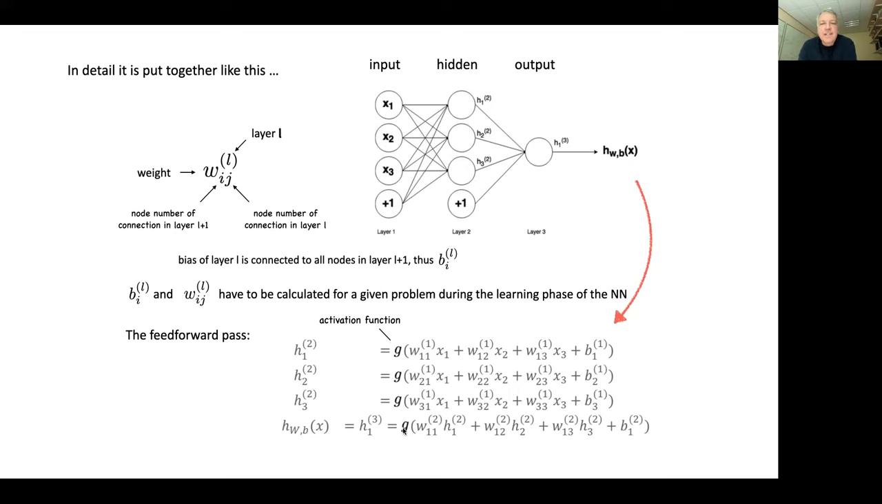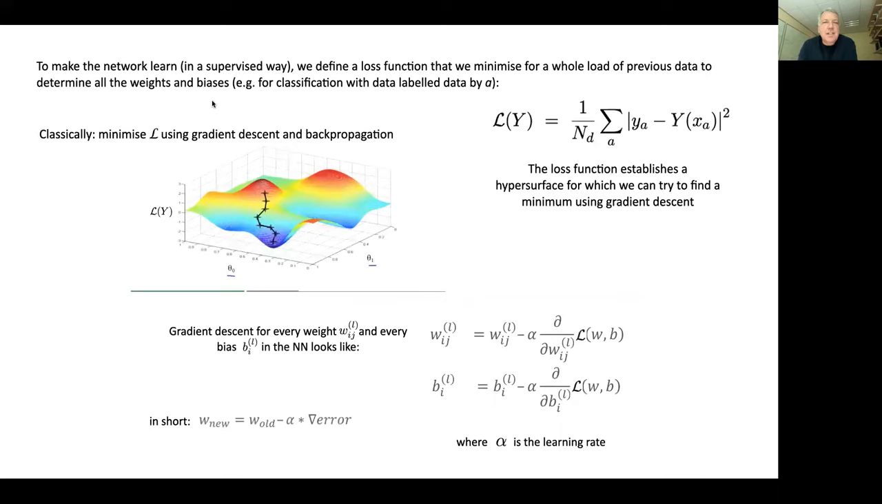Right. So the problem though is that you need to make the network learn. And so I'm thinking about supervised learning for this. What you want to do is optimize this network for weights and biases. You feed in data which you already know the answer to, and you define a loss function, which is a function of all the weights and biases. And you feed in all the data that you've got.